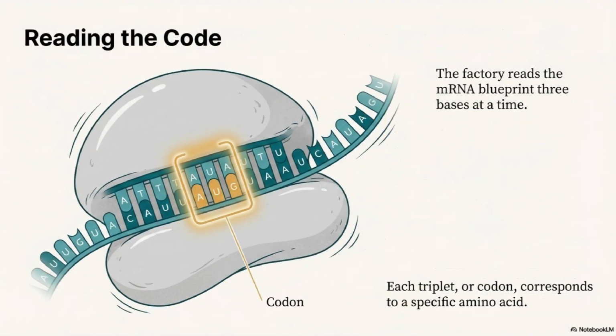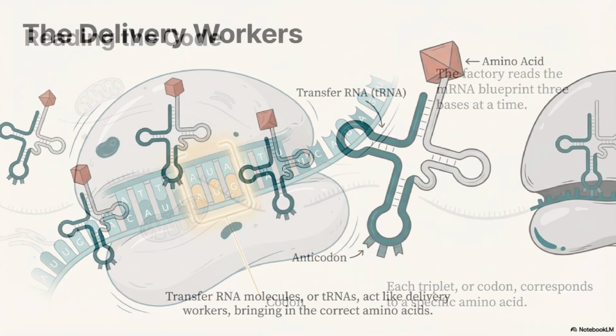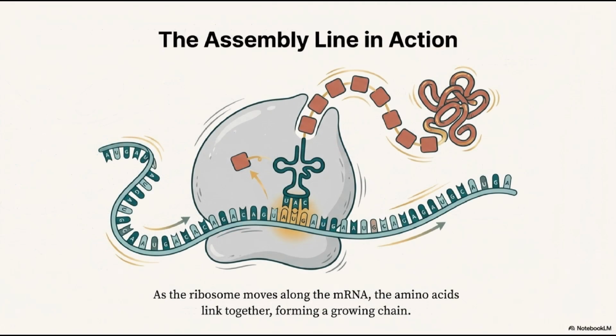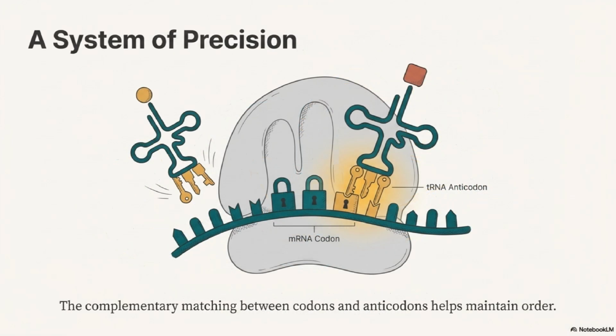Think of ribosomes as molecular factories that read the mRNA 3 bases at a time. Each triplet, or codon, corresponds to a specific amino acid. Transfer RNA molecules, or tRNAs, act like delivery workers, bringing in the correct amino acids based on the codon sequence. As the ribosome moves along the mRNA, the amino acids link together, forming a growing chain that eventually folds into a functional protein.